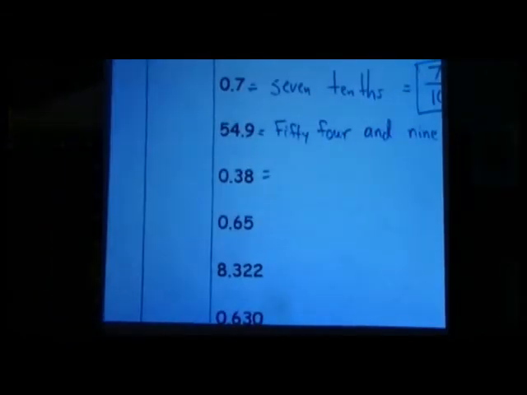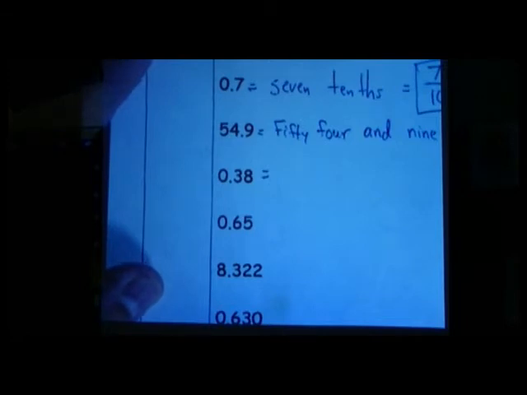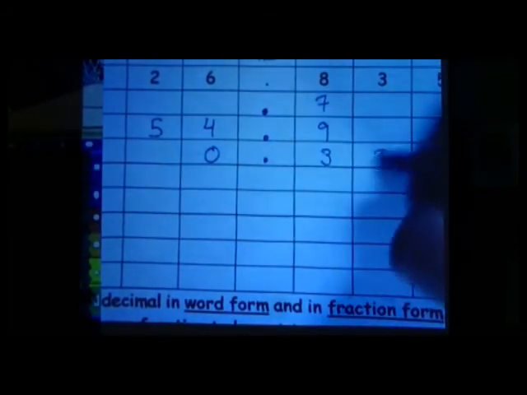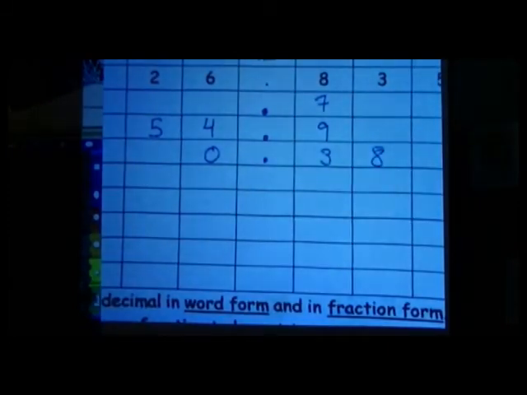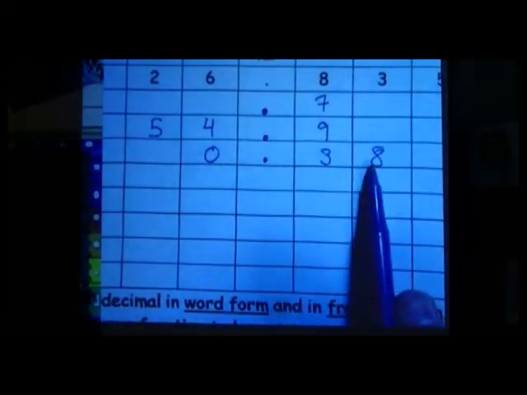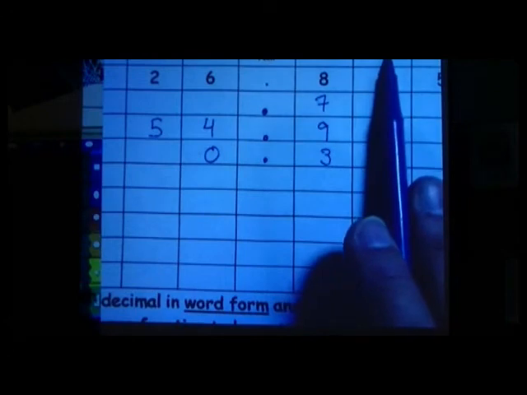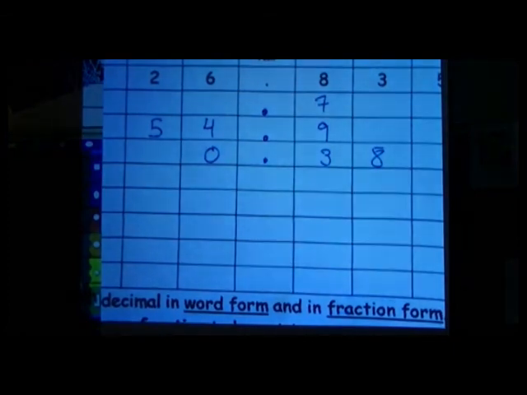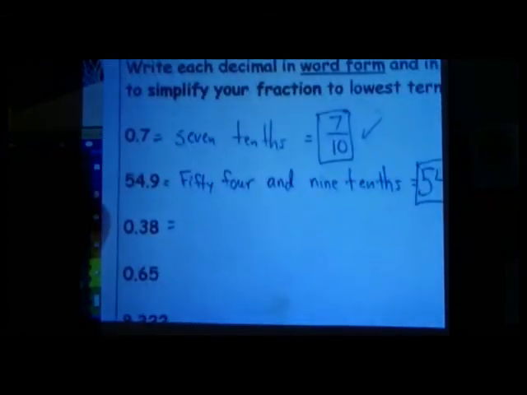0.38. And if you talk about 0.38, we're going to talk about it in the correct vocabulary. We're going to use our place value chart. So again, 0.38. You can put the 0 in front of the decimal if you would like. You don't have to, but you do have to put the 3 and the 8 in the correct place value. Again, we're going to read this correctly, and we always read the last place value. In this case it is the hundredths. So it's going to be 38 hundredths. That's the way to read it. So that's what I'm going to write over here in word form.